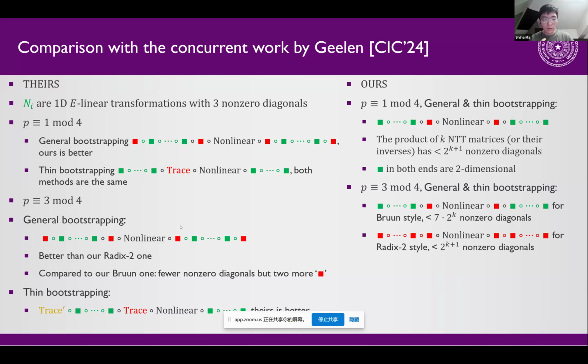And when p equals 3 modulo 4, in the case of general bootstrapping, their method is better than our radix-2 one because the number of non-zero diagonals is the same, and they have fewer red blocks. But comparison to our radix-3 one is a little difficult because their method has fewer non-zero diagonals, but they have 2 more red blocks, and we need to rely on experiments to verify their performance. And finally, for thin bootstrapping, their method is better than ours.